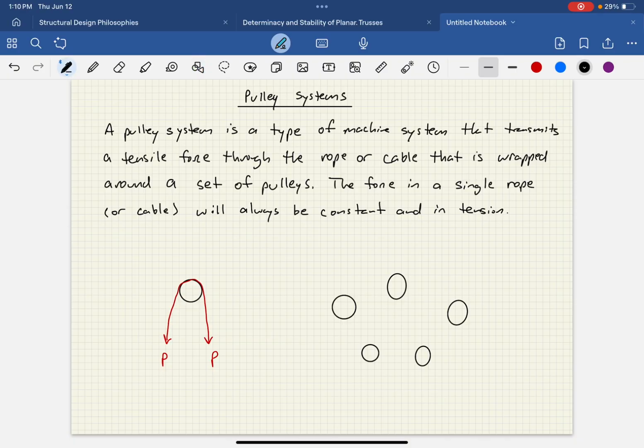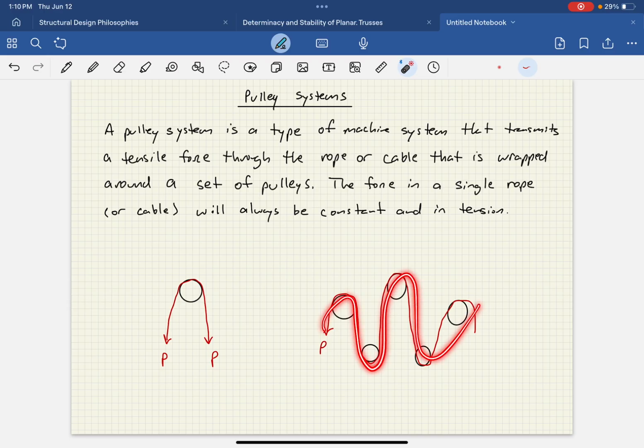So again, these can get quite complex pretty quickly, right? You could have this rope meandering around like such. And even when you have that, if you have a magnitude P on one side and it's one continuous rope, then you're going to have a magnitude P throughout that entire single length of the rope, okay? Now, usually these pulleys are restrained somehow, right?